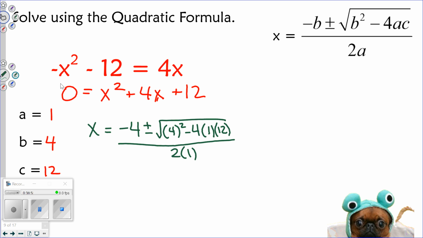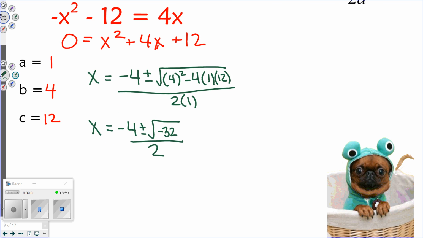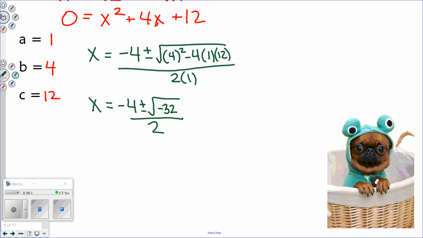All right, so next thing, clean up underneath. So negative 4 plus or minus radical something over 2. What, negative 32? You guys confirm? All right, again, make sure you're doing things in the right order here, guys. So we cleaned up under the radical. Your next step is to factor tree the radical.